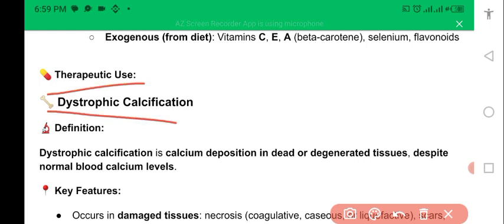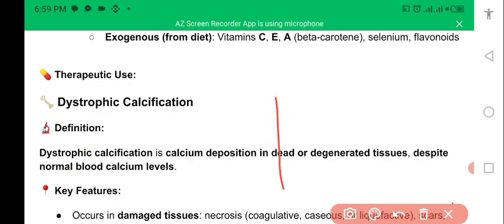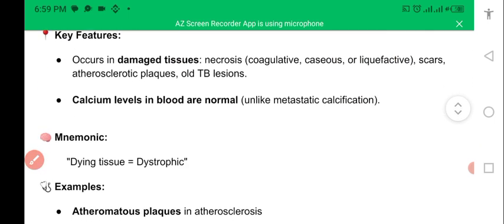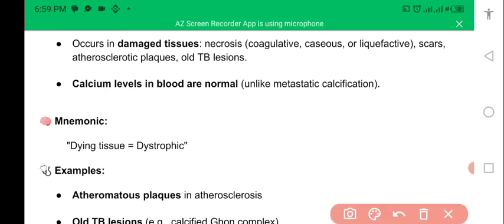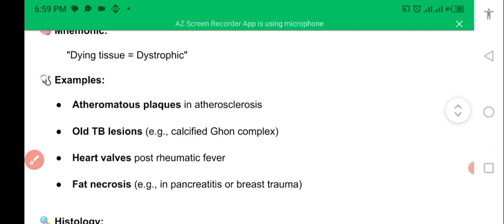Another point is dystrophic calcification. Dystrophic calcification occurs when calcium deposits in dead or degenerating tissue. Calcium level in the blood is normal. Key features are damaged tissue and coagulative necrosis. The mnemonic for this is dying tissue, dystrophy: when there is dead tissue, deposition of calcium is dystrophic calcification.